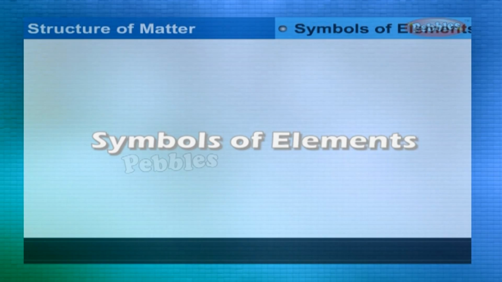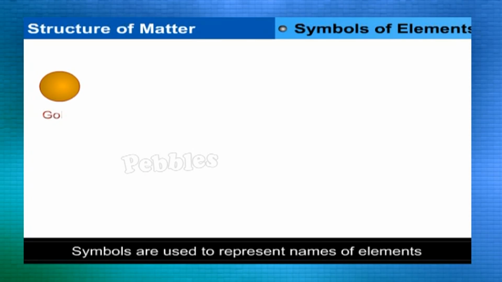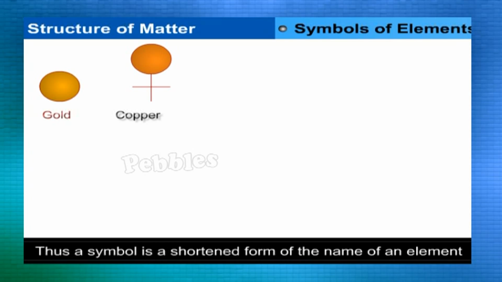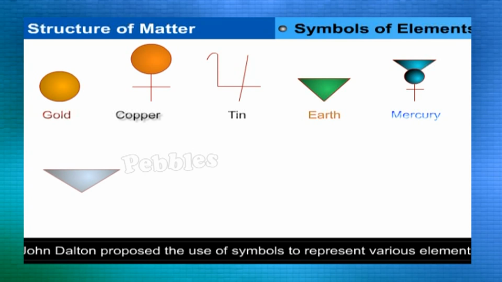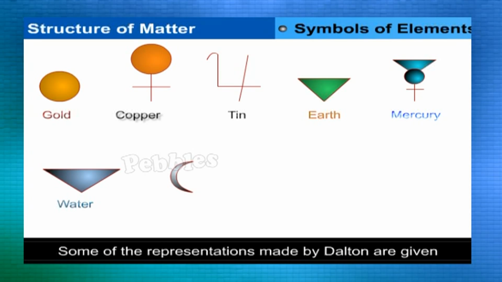Symbols of elements. In chemistry, symbols are used to represent names of elements. Thus, a symbol is a shortened form of the name of an element. Ancient alchemists used somewhat complicated symbols for elements which are shown. Later on, John Dalton proposed the use of symbols to represent atoms of various elements. Some of the representations made by Dalton are given.